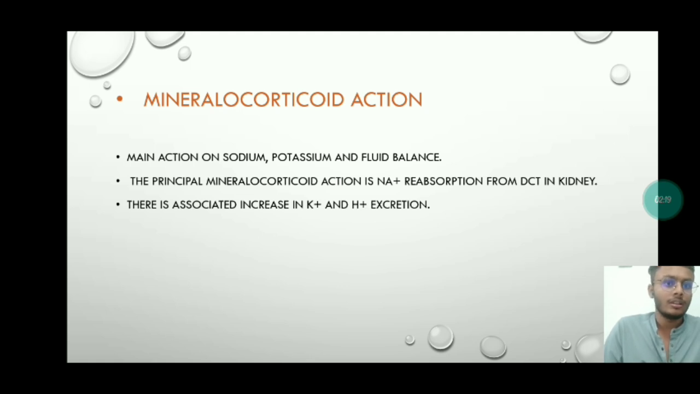So on the basis of these actions, if there is a mineralocorticoid deficiency in our body, then there will be hyperkalemia in blood and acidosis due to increase in K plus and H plus ions. So if the mineralocorticoid level in our blood increases, then it leads to excess fluid retention and hypertension. So these are the actions of mineralocorticoids.